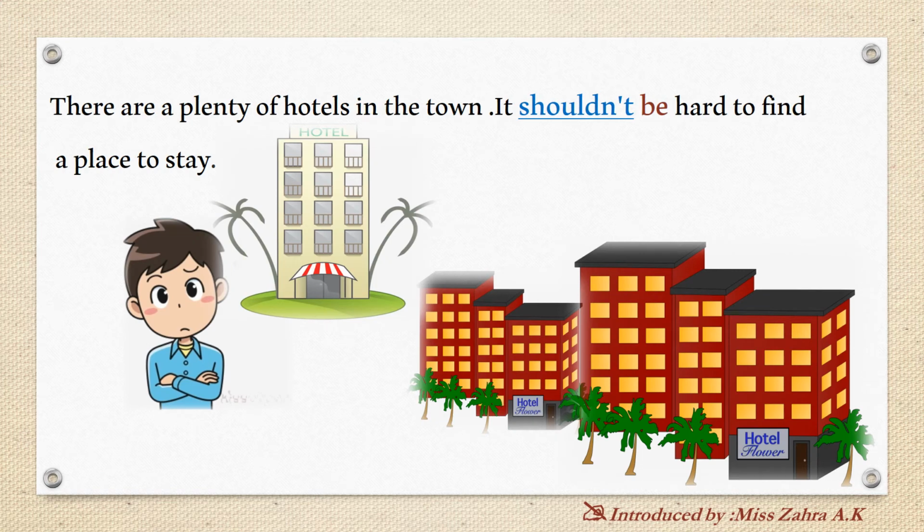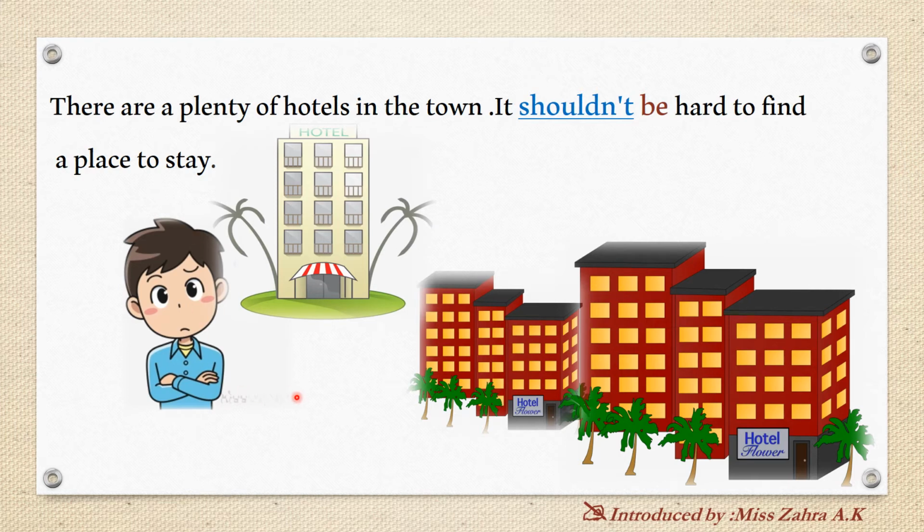The third example here. المثال الثالث. There are plenty of hotels in the town. هناك عديد من الفنادق. نلاحظ there are many hotels in the town في المدينة أو في القرية. It shouldn't be hard to find a place to stay. ربما لم تكن هناك صعوبة to find a place to stay لإيجاد مكان للبقاء أو للمكوث.